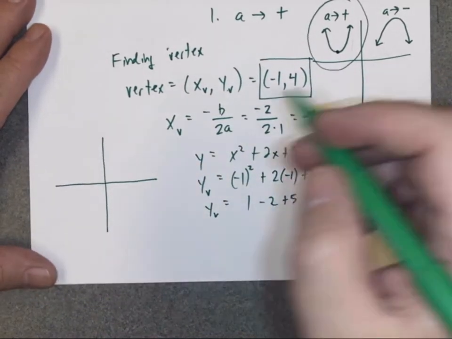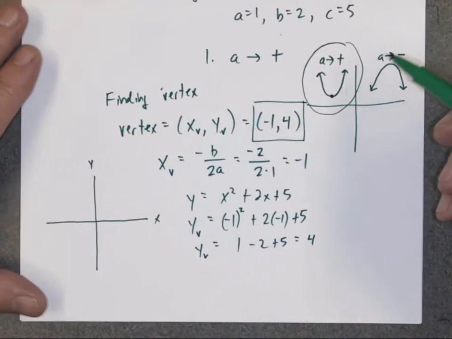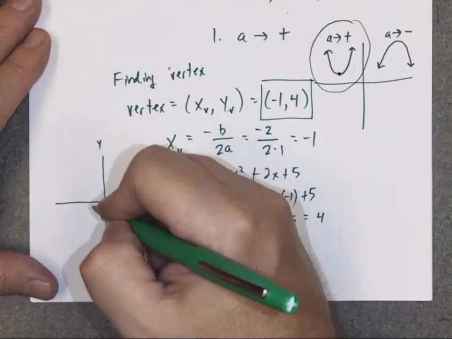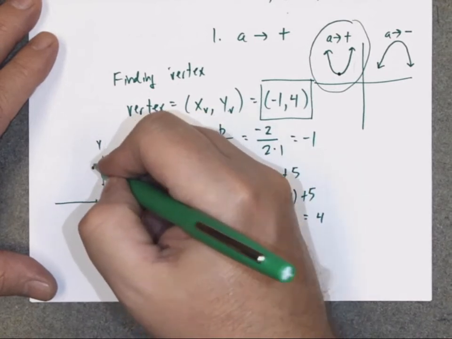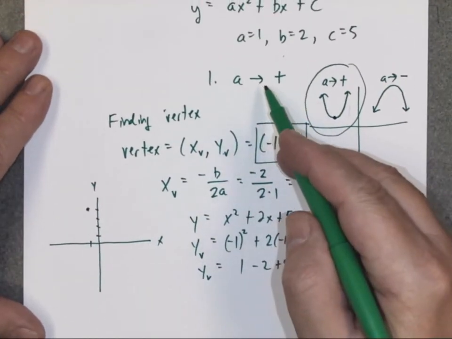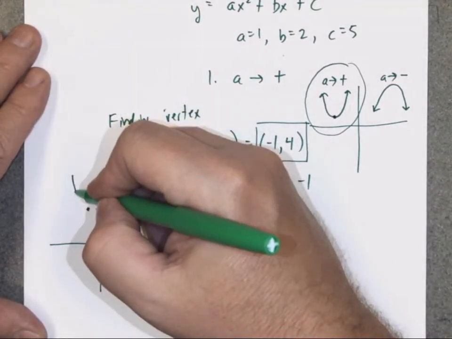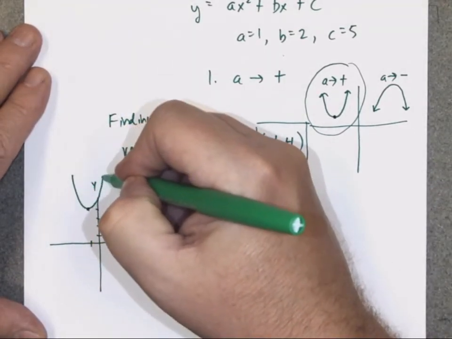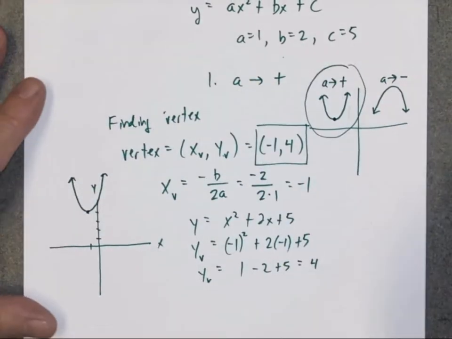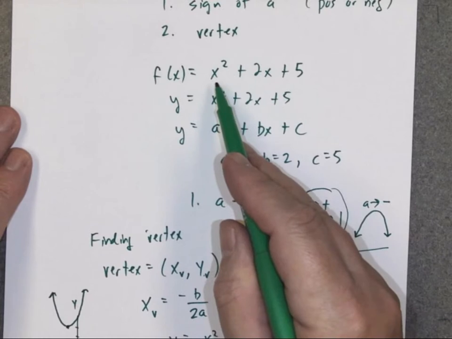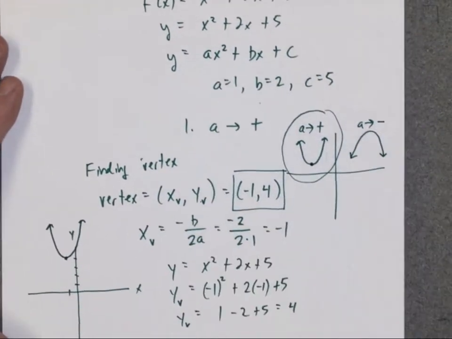And if I wanted to, I could make a quick sketch. It may not be perfect, but it'll be close. What I'm going to do is plot the vertex. Negative 1, 1, 2, 3, 4. Right, here's the vertex. Because my A is positive, it opens up, and I can make a rough sketch. So this equation, x squared plus 2x plus 5, if you graph it, looks something like this.